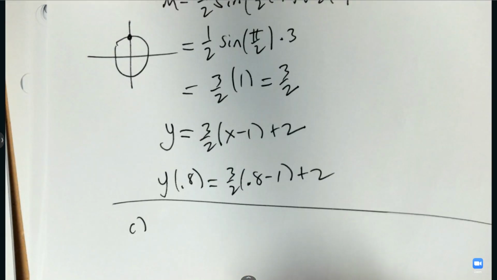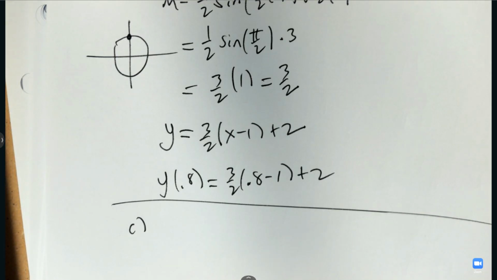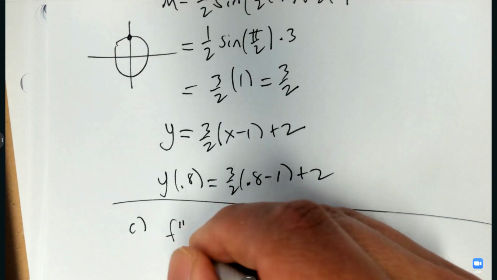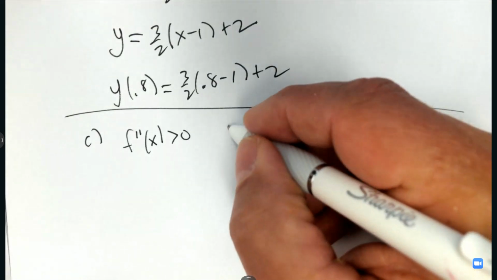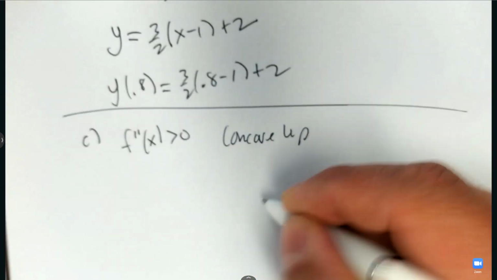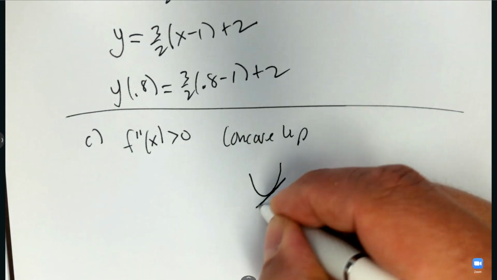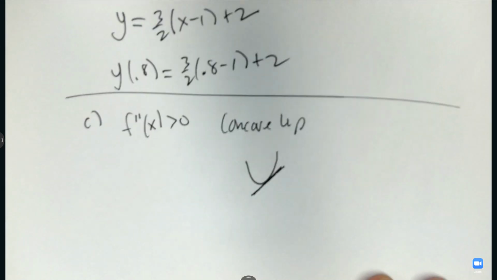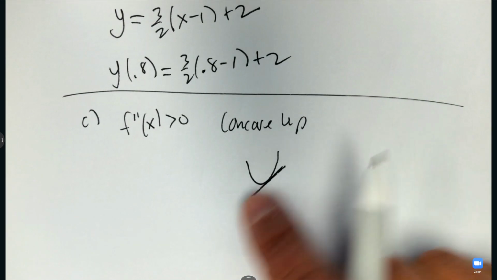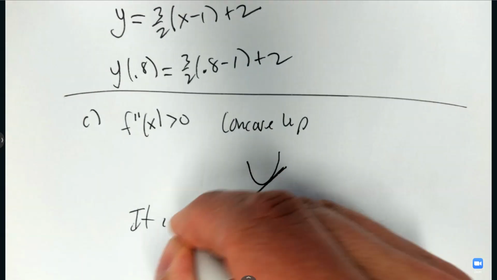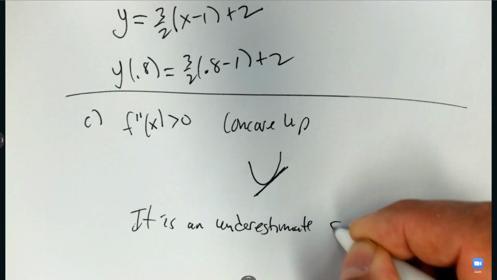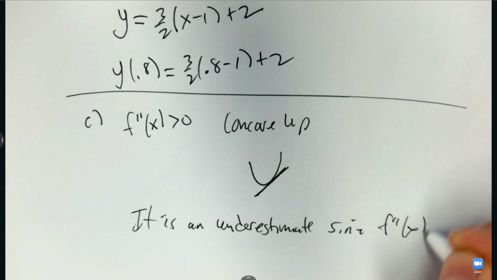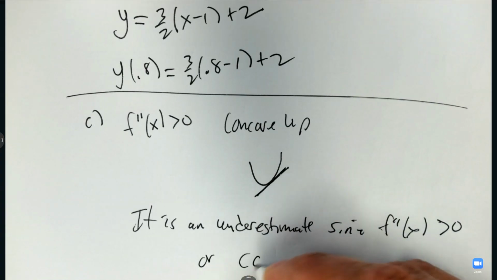In part C, it says it's known the second derivative is positive. Is the approximation an overestimate or an underestimate? So we did this just like the year before. Is it an under or overestimate? So if it's greater than 0, that means it is concave up. Draw yourself a picture. So if it's concave up and you draw a line touching that, is that line below or above the graph you just drew? So that line is below. That means it is an underestimate, since the second derivative is greater than 0 or concave up.